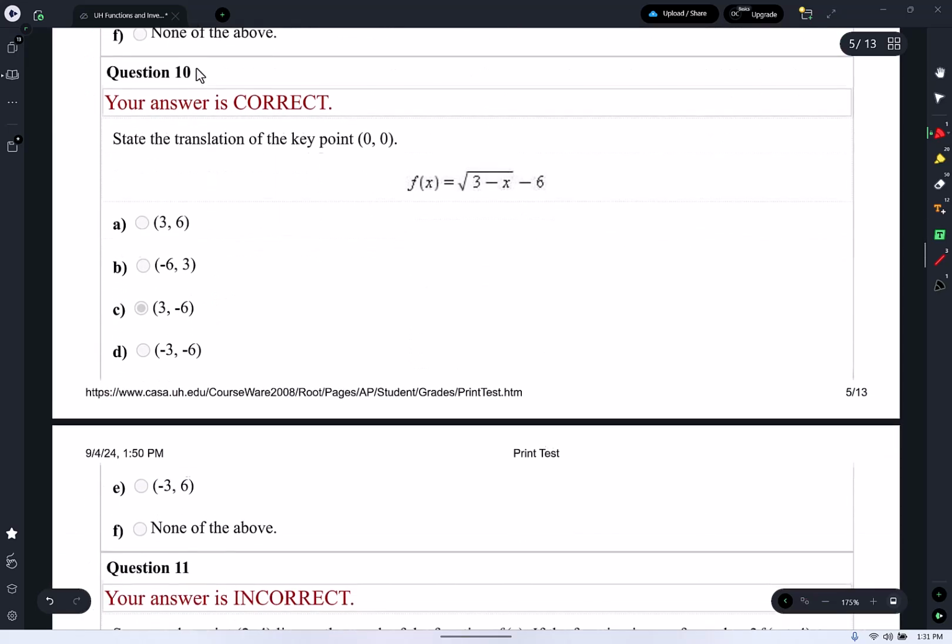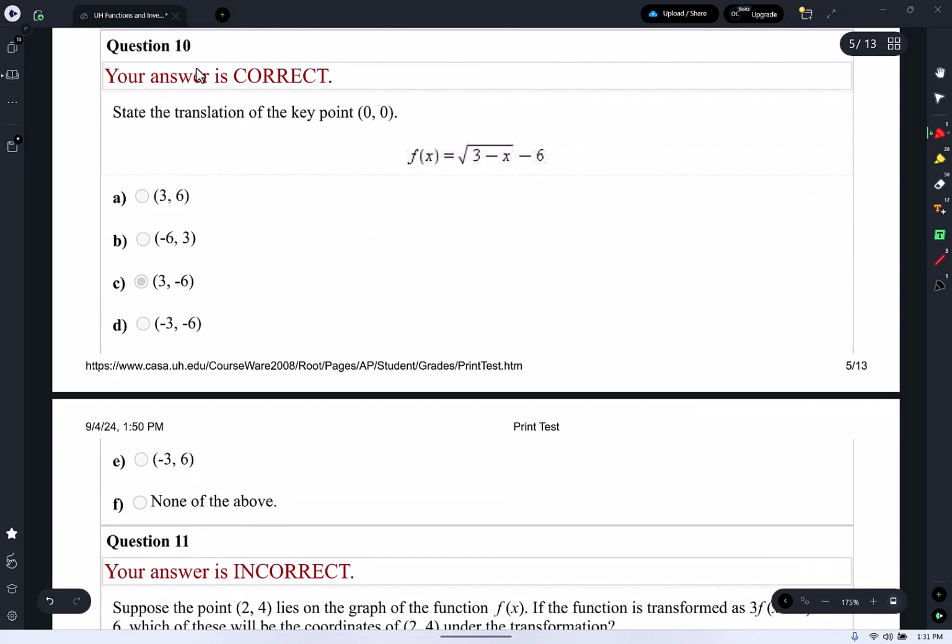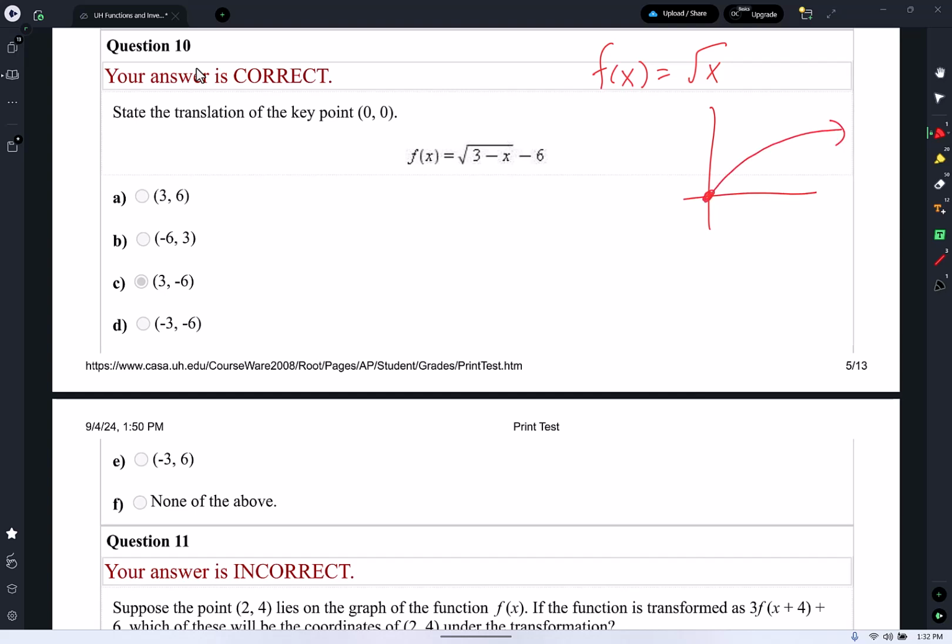I don't like the way this is worded, but I know what they're trying to say. So let me tell you guys in plain English what they're trying to say. State the translation point of the key point 0, 0. They have a function. It's a square root function. This is the parent function, and the square root of x starts at 0, 0. They call that an endpoint.